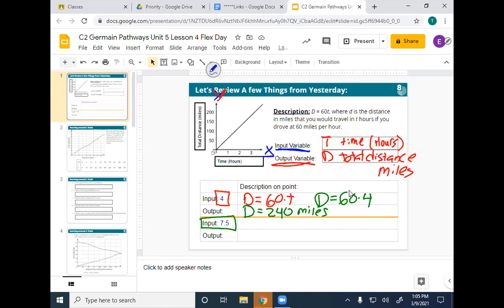Okay, so what did I have to do with this 7.5 using that equation? Plug it in for T. Very good. D is equal to 60 T, I can rewrite it as D is equal to 60 times 7.5. Very good. And I would get a total D of what? D equals 450 miles. Very good. The most important piece there is that label at the end. We're talking about miles here in this scenario.